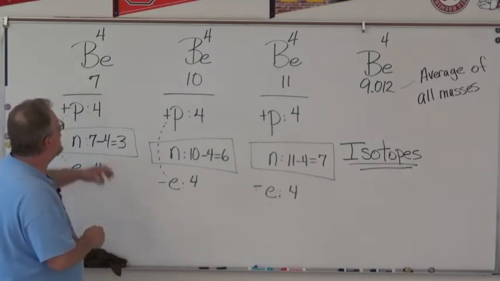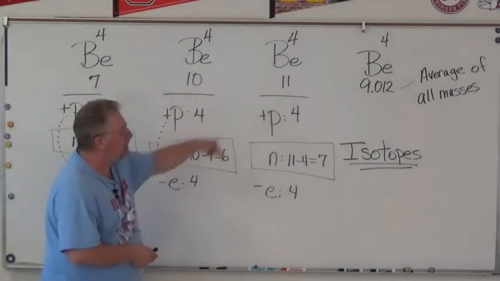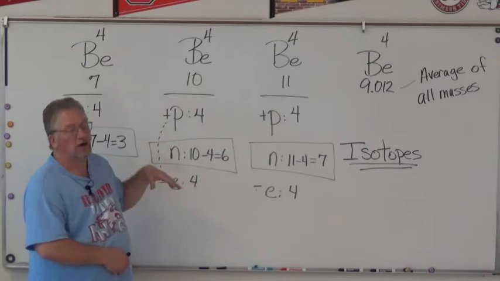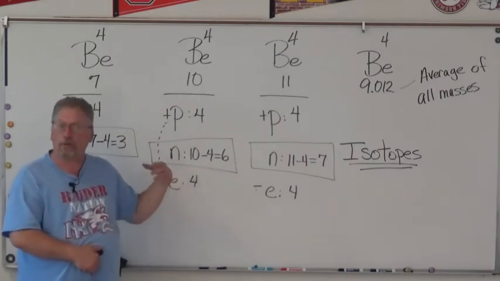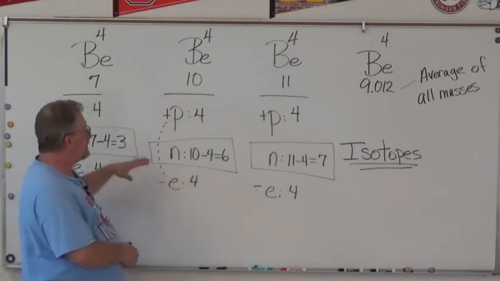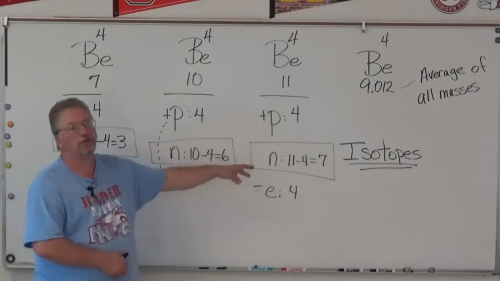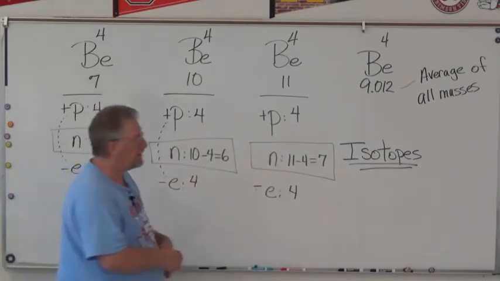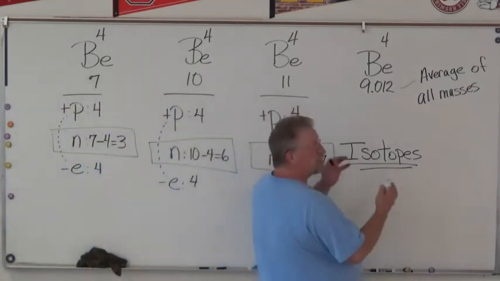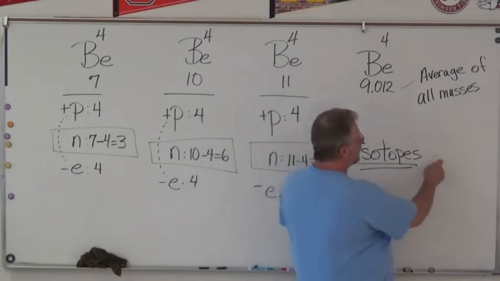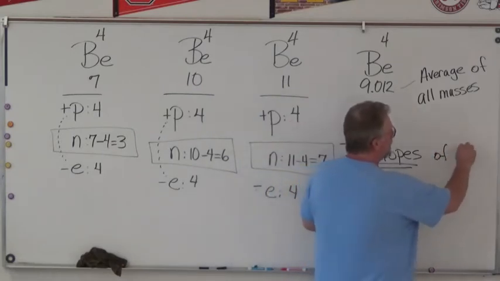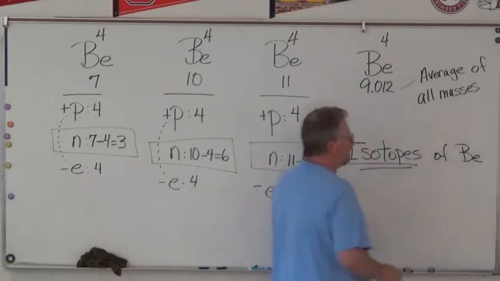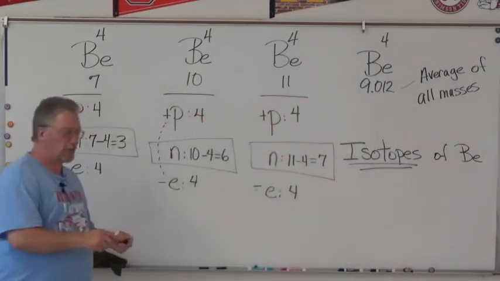So we would say that these 3 berylliums, these are 3 different kinds of isotopes of beryllium. That's what we would say. There are 3 different kinds of isotopes of beryllium. So we could actually write that on there so you can get used to hearing the phrase. These are isotopes of beryllium. Okay? These are isotopes of beryllium.